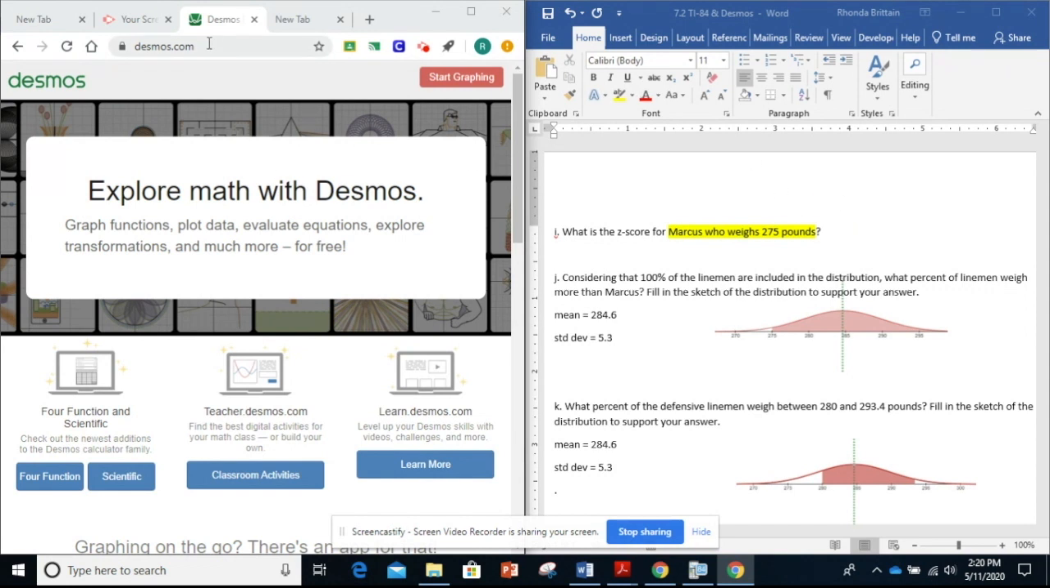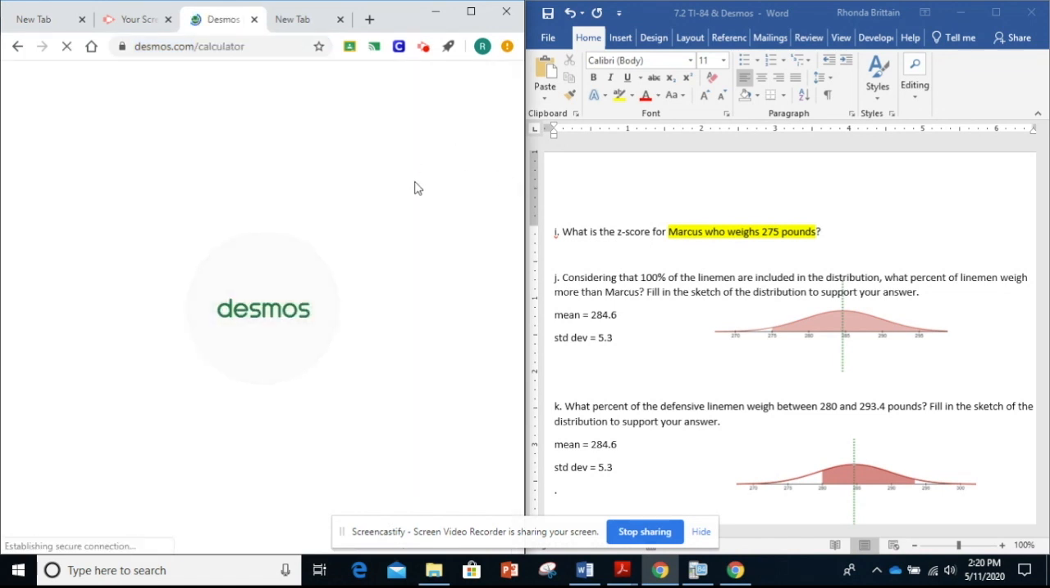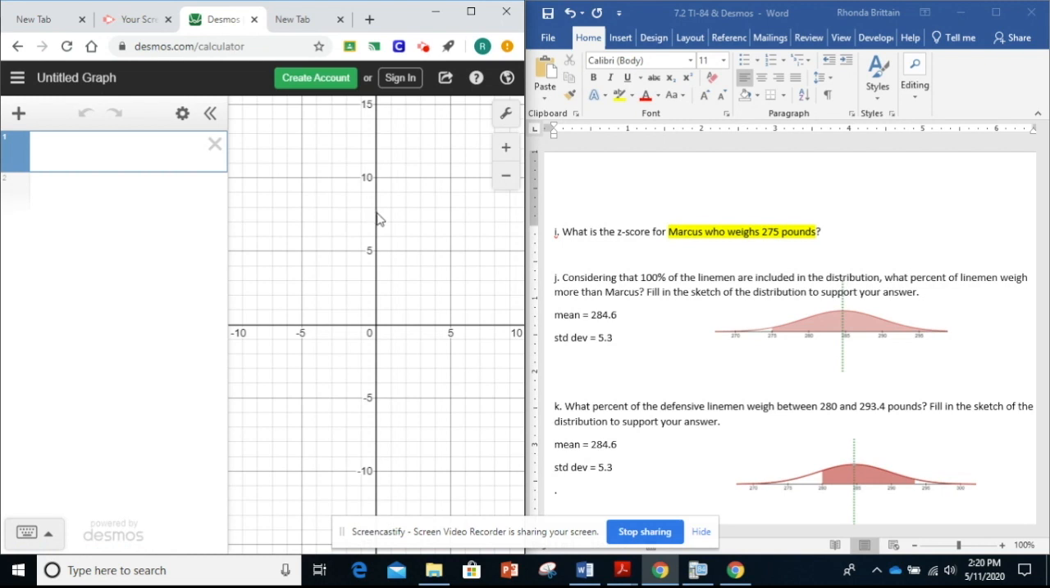questions. So if I just go to desmos.com, I really just need the graphing calculator. And I'm going to show you how to call up the normal CDF function to calculate these population percentages or areas under the curve. So for letter J, it says, considering that 100% of the linemen are included in the distribution, what percent of linemen weigh more than Marcus? And we want to sketch the distribution for the answer to support the answer. So first we need to know how much Marcus weighs, and that is actually found in letter I. So it says he weighs 275 pounds.